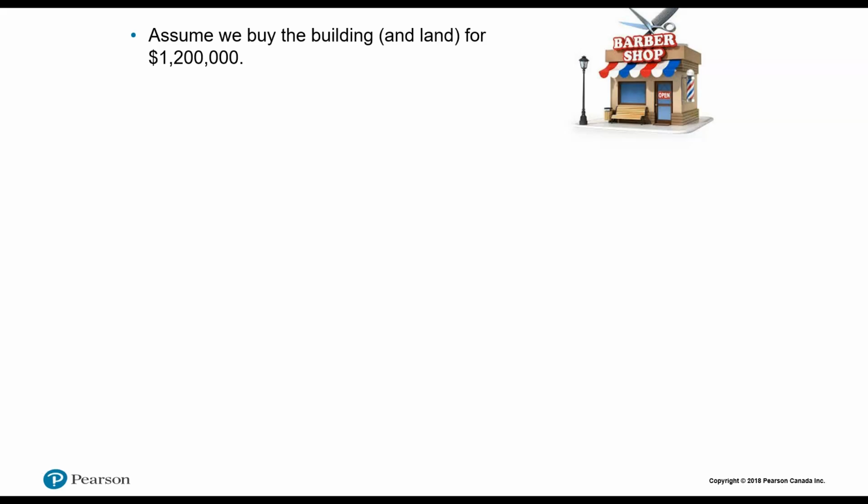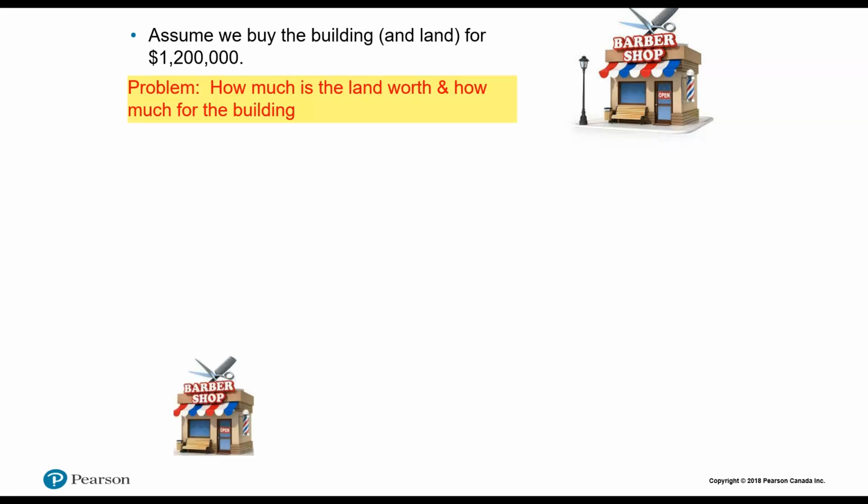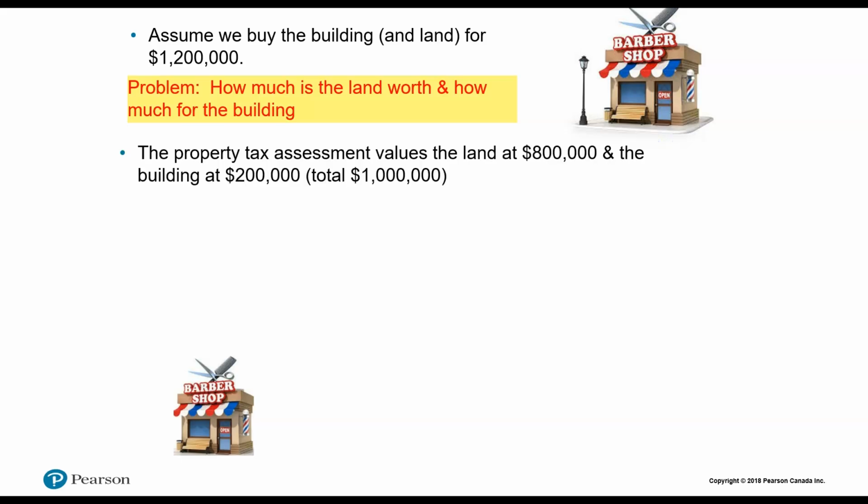So here's an example of how we go about that process. Assume we buy this barber shop for $1.2 million. Now, of course, the building is on top of the land. We're getting them both together, but we need to separate the values. So what we do is we need an appraised value for this. And it's pretty easy because the Property Tax Assessment Office does this for us every year. So it will tell us the appraised value of the land and the appraised value of the building.